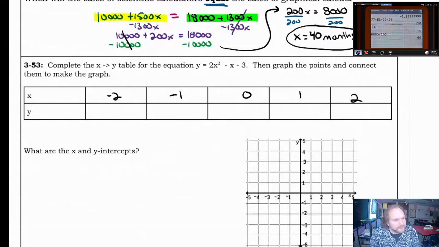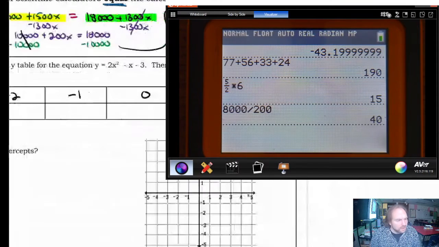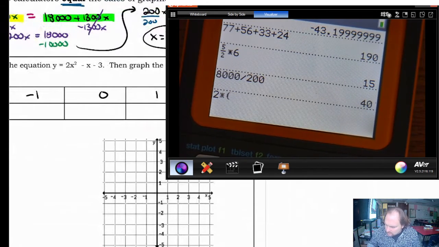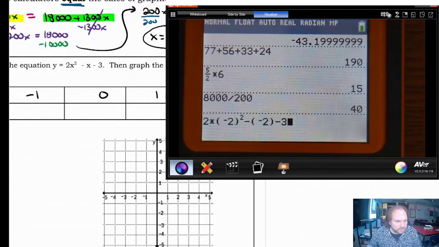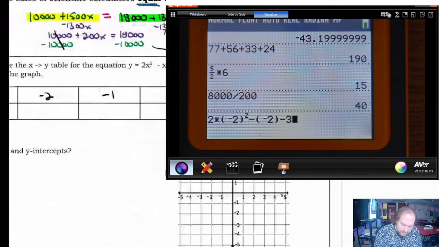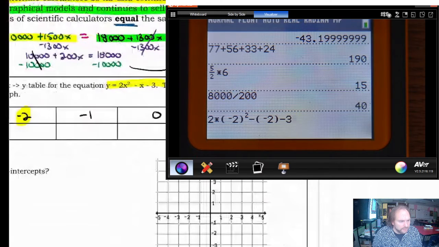Now what you could do, I'm going to do most of this on the calculator here, so I'm going to make the calculator cam the forefront. What you could do is go 2 times -2 squared minus -2 minus 3. And I really want you to pay attention to how many parentheses there are in this equation because I'm plugging in -2. -2 is getting plugged into the equation for x. That's what's going on there. I'll get them both on the same screen.